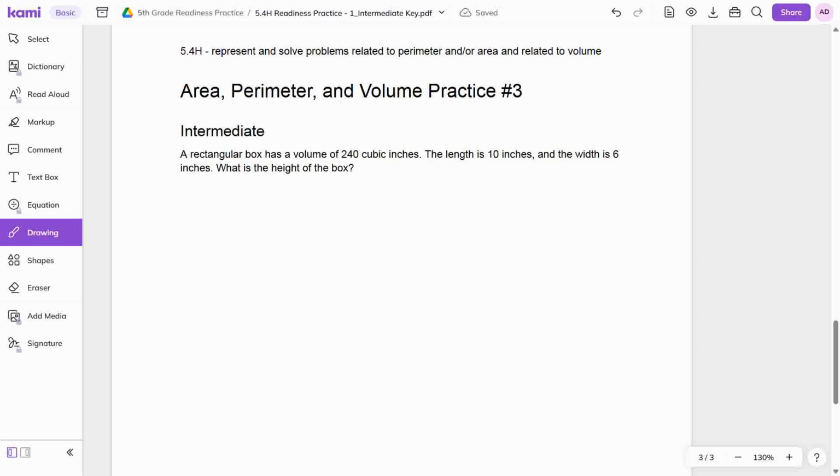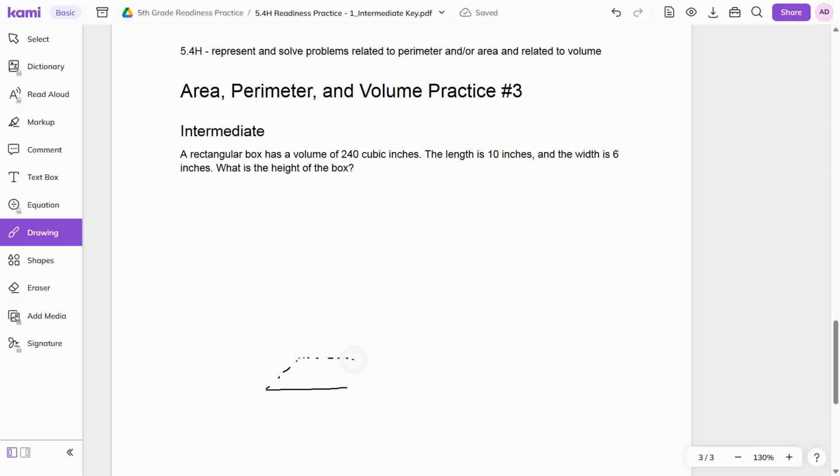For our third problem, we have a rectangular box. It has a volume of 240 and a length of 10 and a width of 6. We need to find the height. Okay, so let's draw another box. We'll try to make this one a little bit neater.